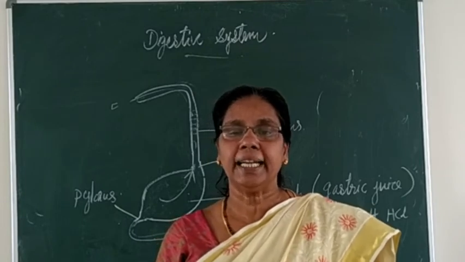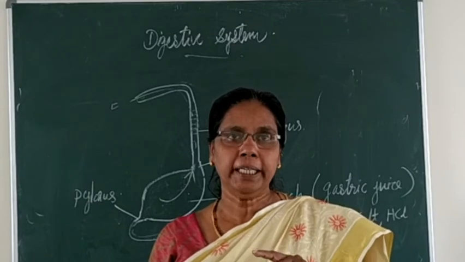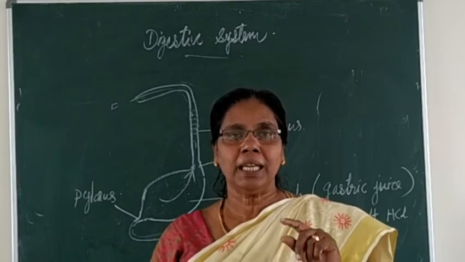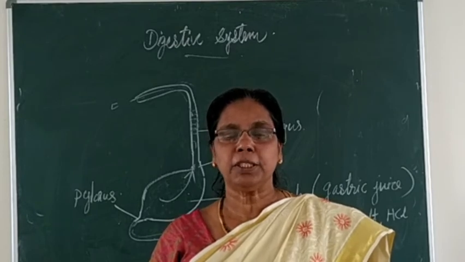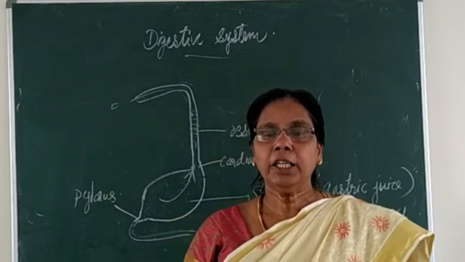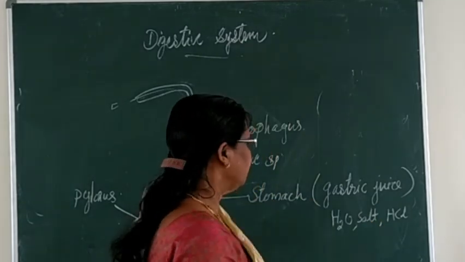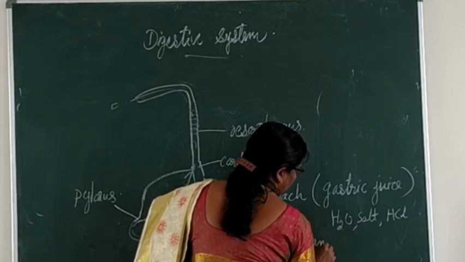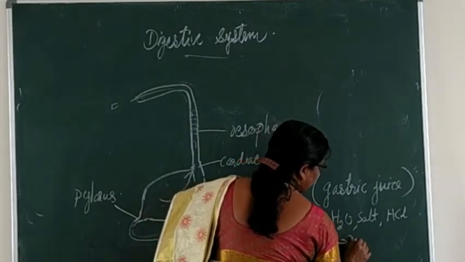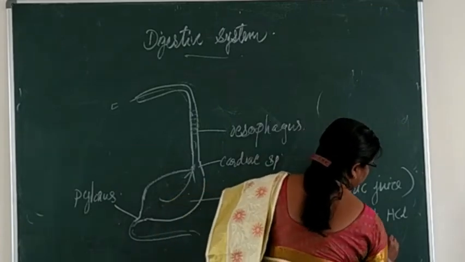The second function is that it activates pepsin to act on protein. So it produces an enzyme called pepsin, and this pepsin will convert protein into peptides. So pepsin converts protein into peptides.